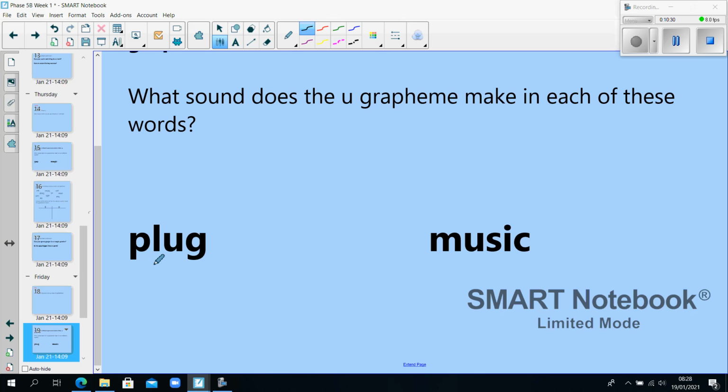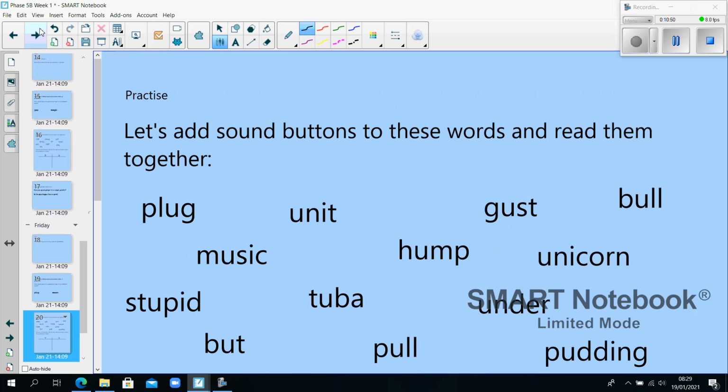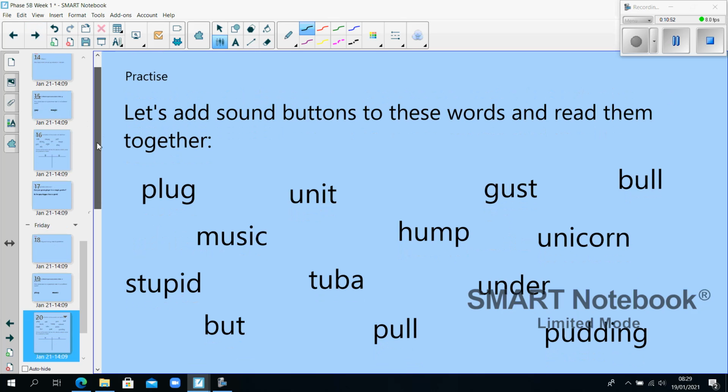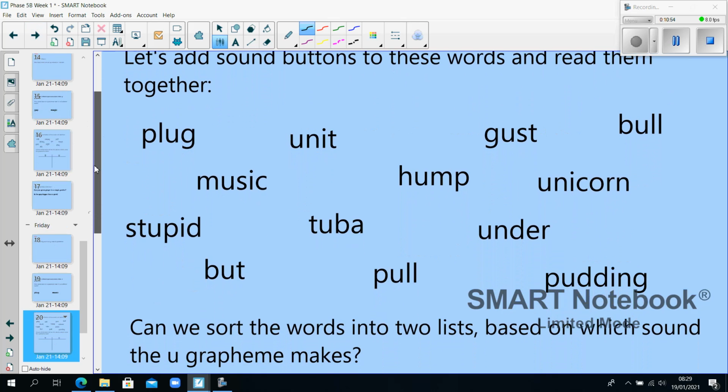Plug. P-l-u-g, plug. Music. M-u-s-i-c, music. So we've got the short U and the long U sounds, haven't we? Add sound buttons to the words and read them.